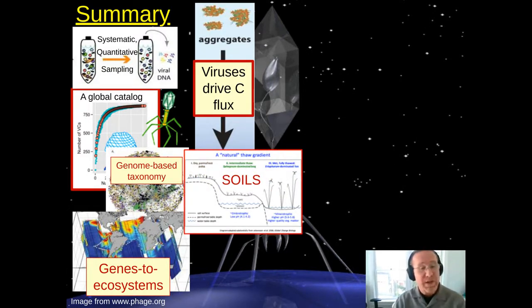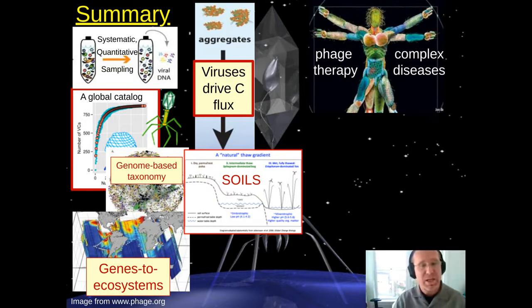We've also applied these kinds of methods in soils, in particular a thawing permafrost gradient, to be able to look at how soils, as they thaw, may impact climate change. And in humans, we've been using these approaches both in phage therapy contexts, as well as in trying to look at microbial and or viral underpinnings of complex diseases.